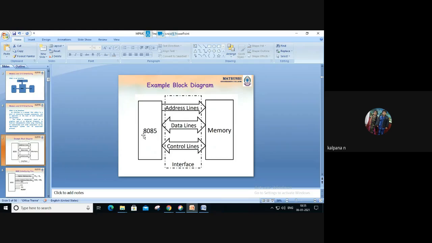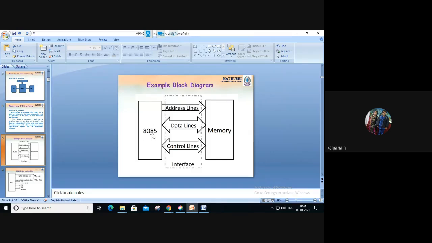Here 8085 is our microprocessor, and next memory is the device which is to be interfaced with the 8085. So between these two, what lines we are connecting? Address lines we are connecting. Next data lines, next control lines. Address lines include A0 to A15. Why A0 to A15? Because 8085 is having 16 address lines.